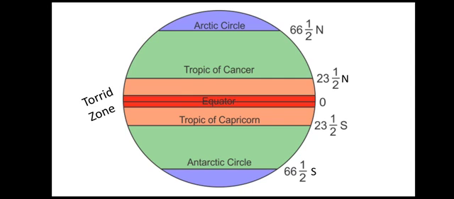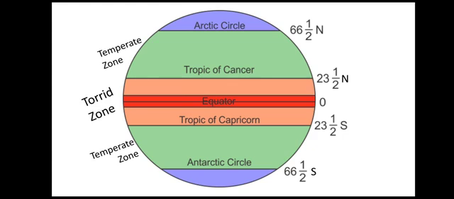The midday sun never shines overhead on any latitudes beyond the Tropic of Cancer and Tropic of Capricorn. The angle of the sun's rays goes on decreasing towards the poles. As such, areas bounded by the Tropic of Cancer and the Arctic Circle, and the Tropic of Capricorn and Antarctic Circle, have moderate temperatures. Therefore, these are called temperate zones.